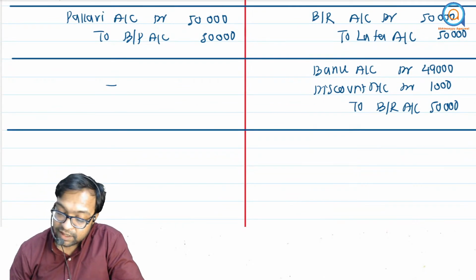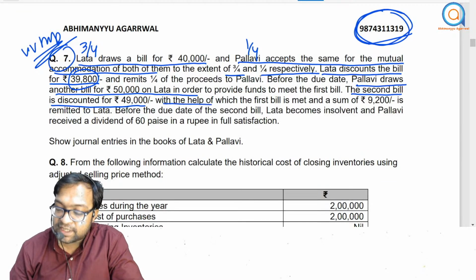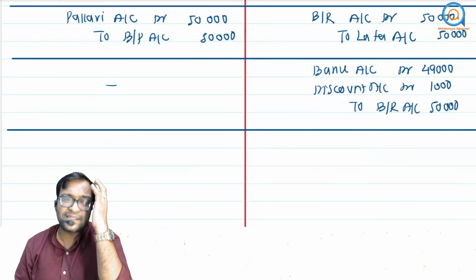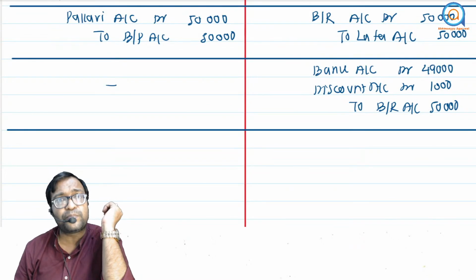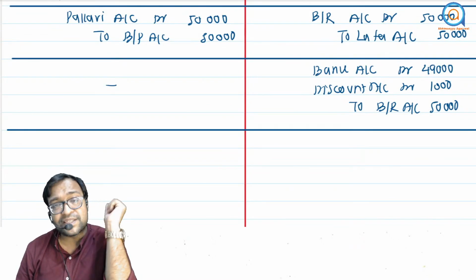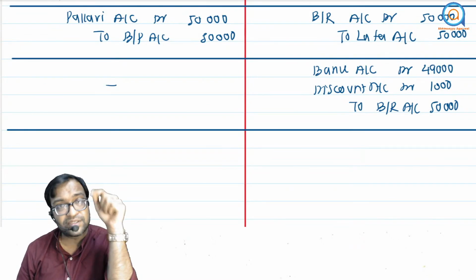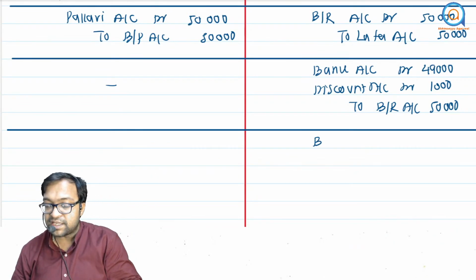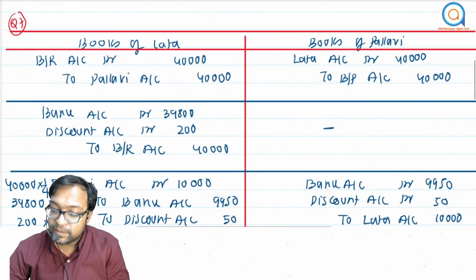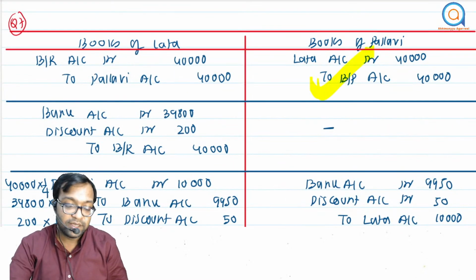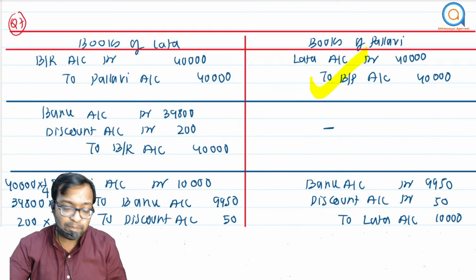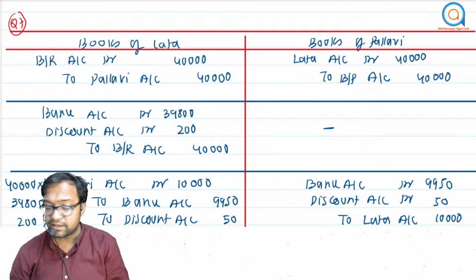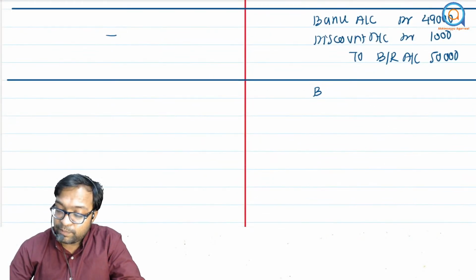Now they are asking with the help of which the first bill was paid. Now the first bill has to be paid, right? So who is going to pay the first bill? Pallavi was supposed to pay the bill to the bank because this bill was discounted. So Pallavi is paying this first bill, the 40,000 bill. So the entry will be bills payable account debit to bank.